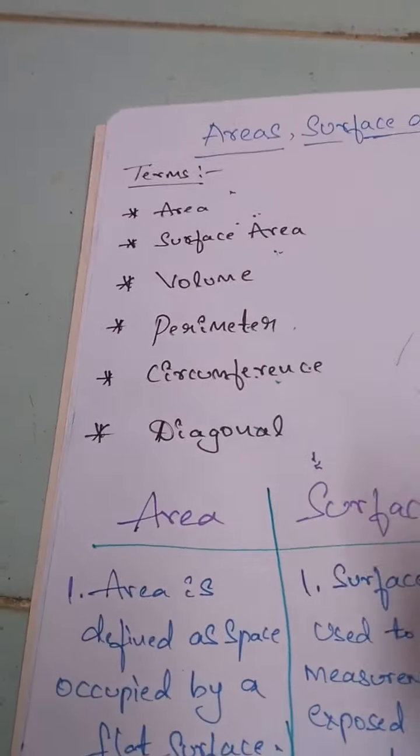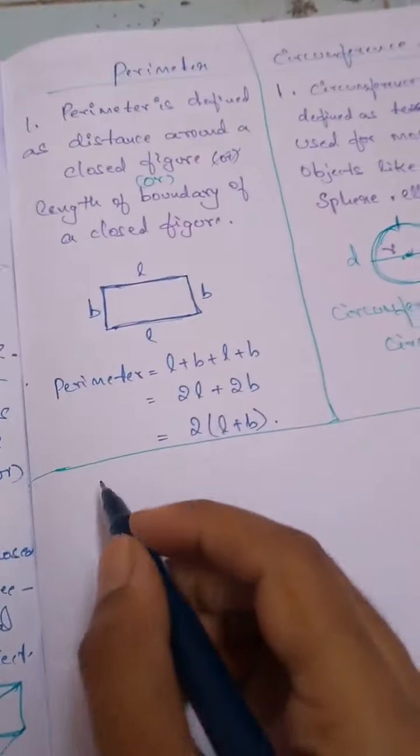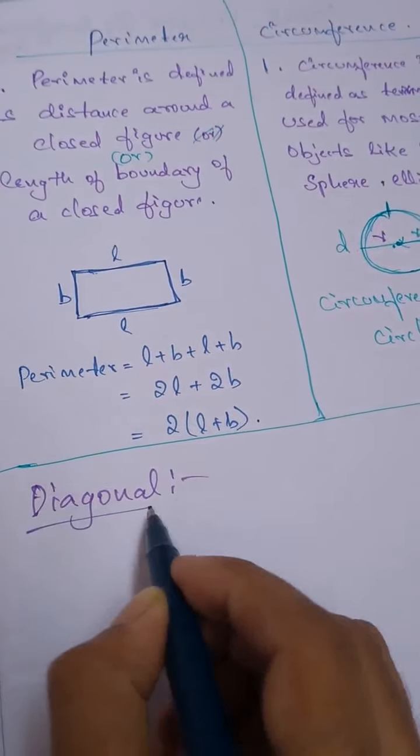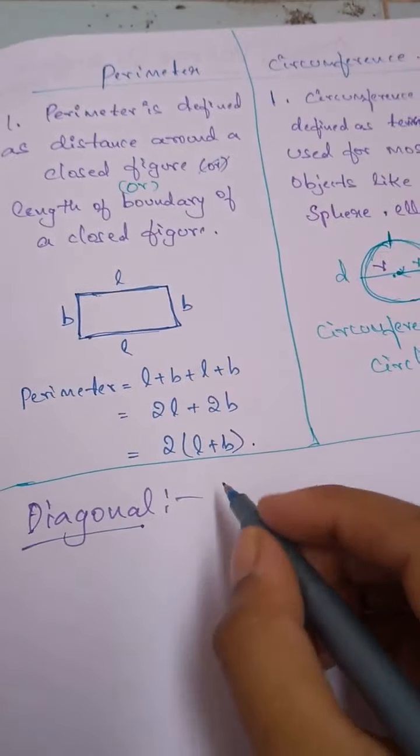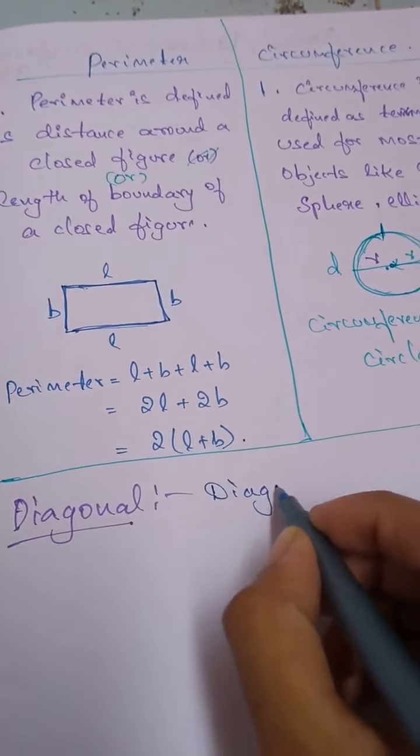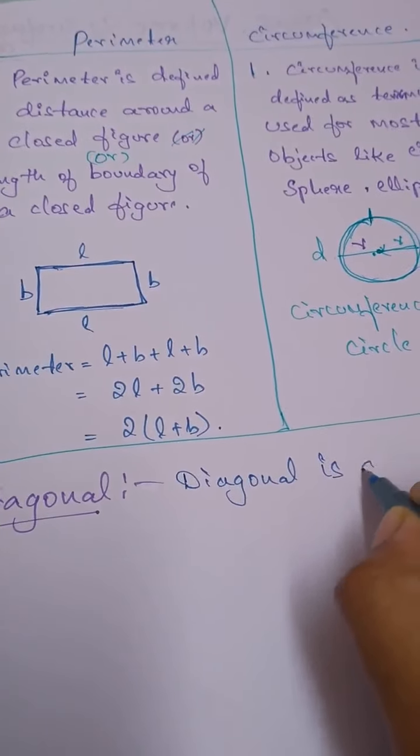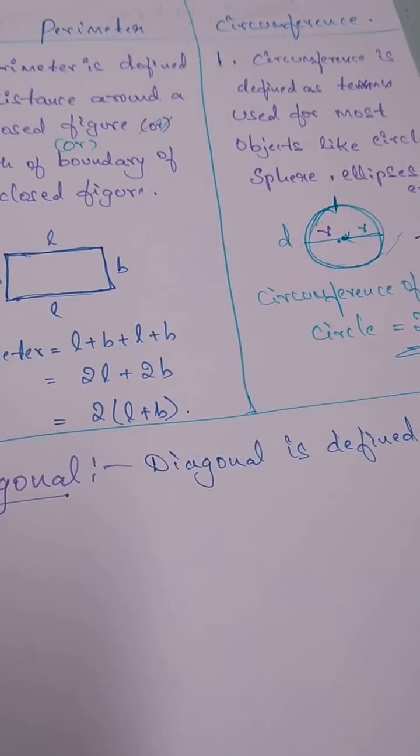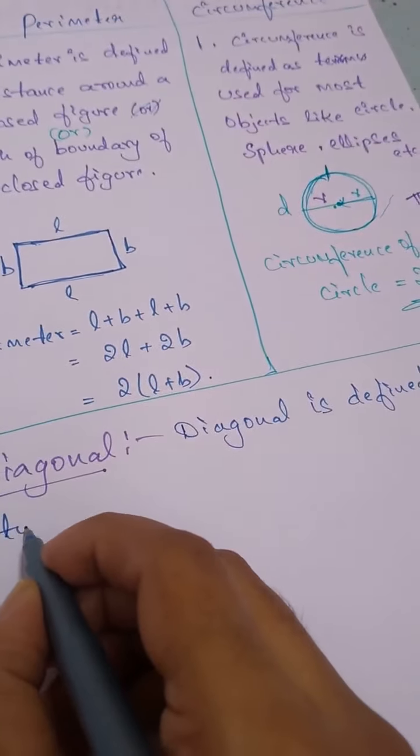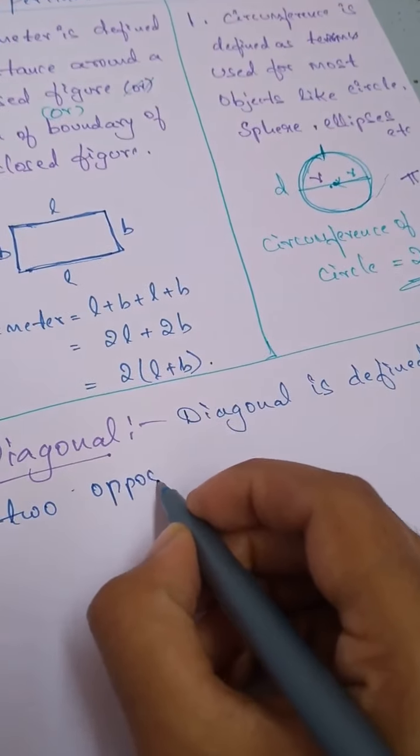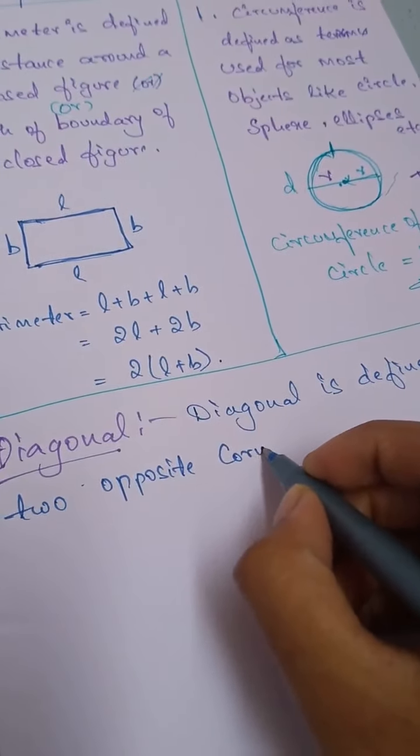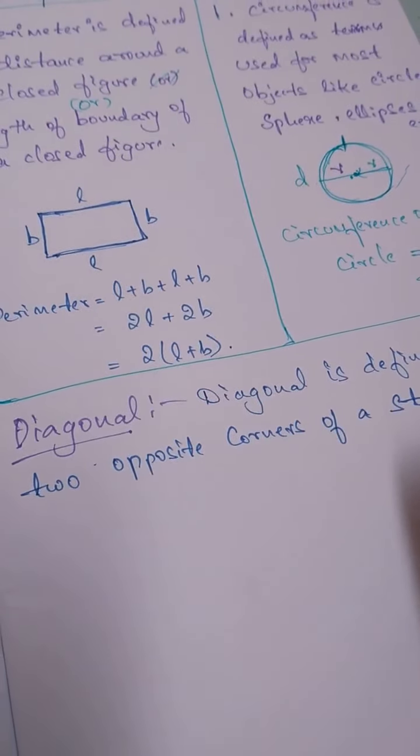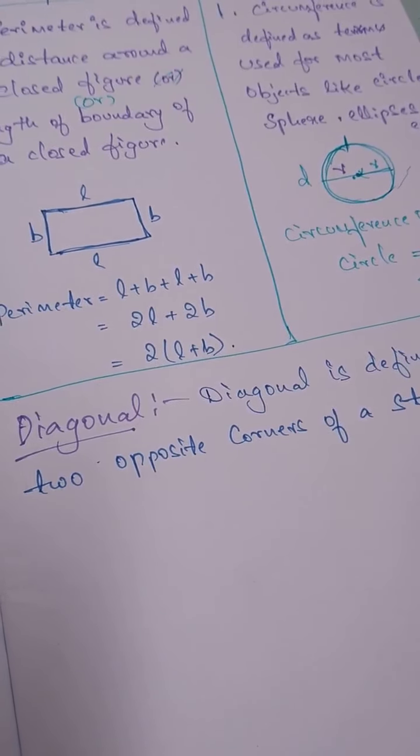The remaining leftover term is the diagonal. The last of this, diagonal, is defined as the joining of two opposite corners of a straight sided object.